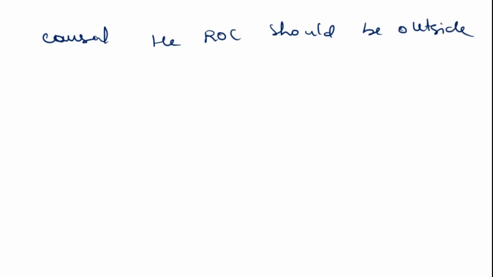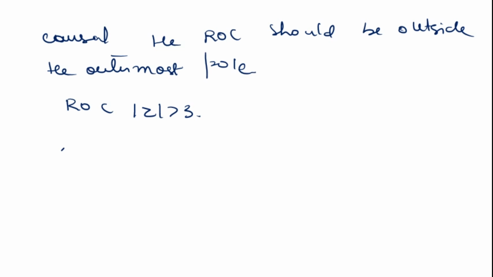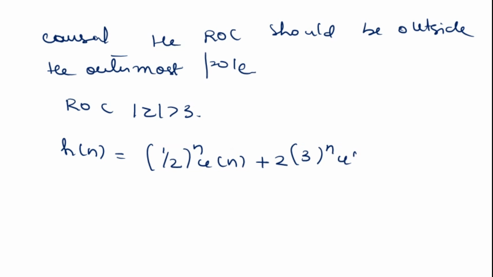Second condition, for the causal system, the ROC should be outside the outermost pole. That is, ROC is given mod z is greater than 3, then h of n, by taking inverse z transform, we get half to the power n into u of n plus 2 into 3 to the power n into u of n.